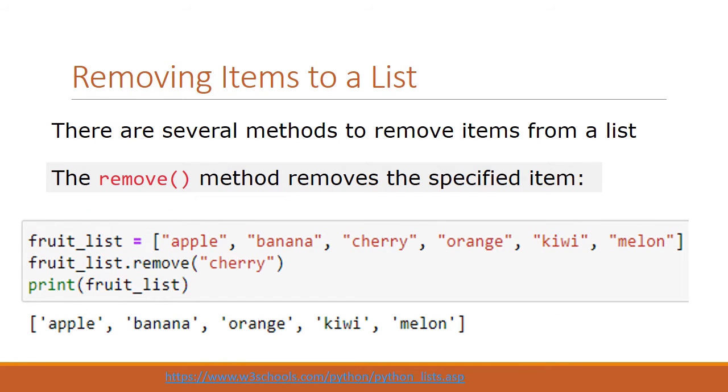We can remove elements from our list by using the list remove method. So you can see in our example, again, we have our fruit list. We want to remove cherry.